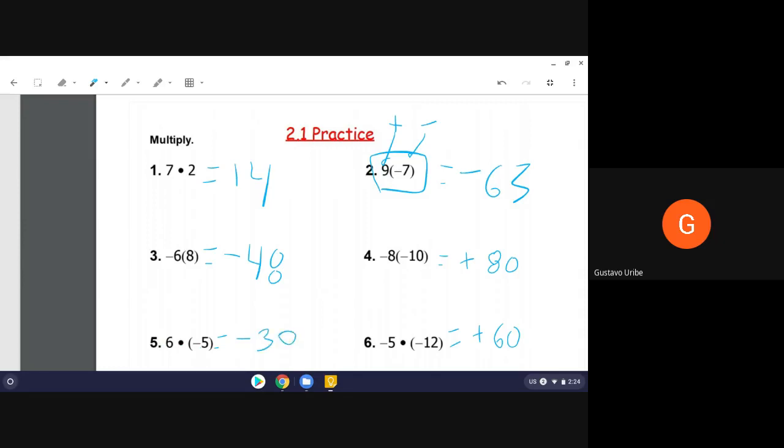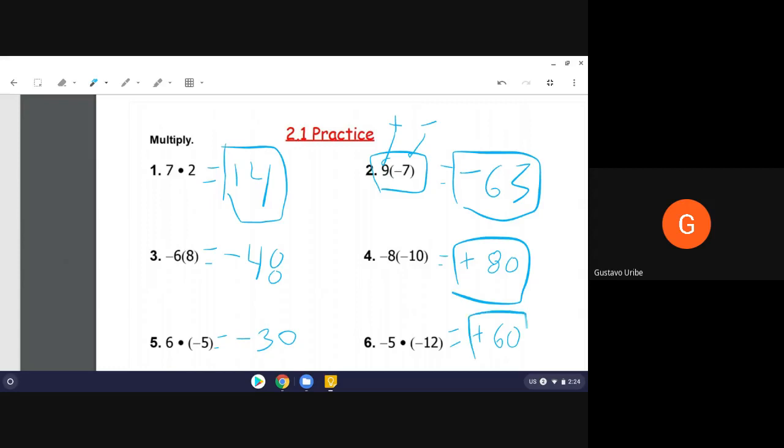If you don't know your multiplication, let's use a multiplication table and let's practice these. We have to try to get good at these by practicing. All right, those are my responses for these 6 problems.